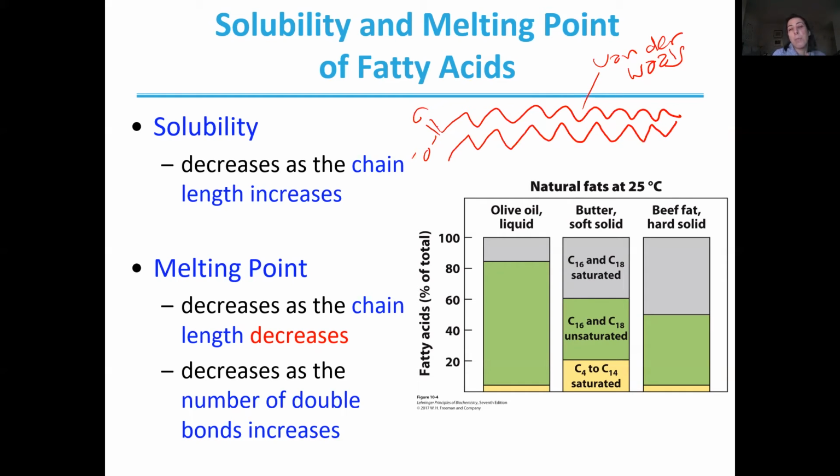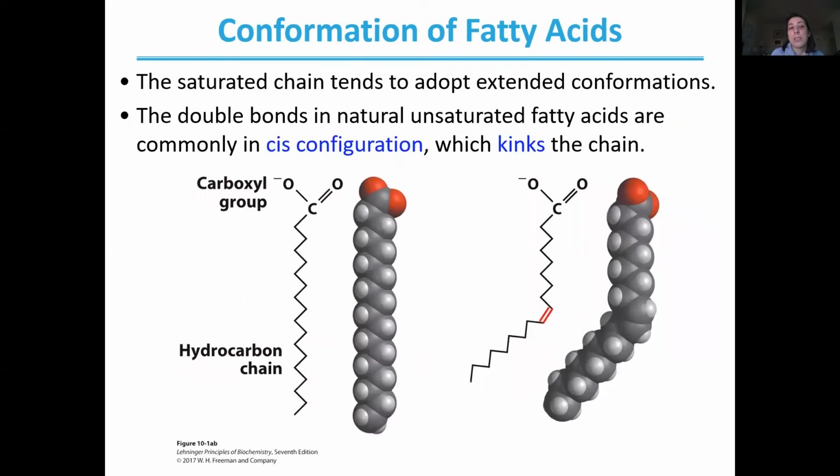Now, the number of double bonds also is going to alter that melting point. And remember, that's because of this conformation that we see. So the more double bonds there are, the more kinks there are in the molecule, the less better they stack. So again, saturated, solid; unsaturated, or double bonds, they tend to be more liquid. That means their melting point is lower, right? They've already melted at room temperature. They're a liquid. So again, to remind you what that looks like, the saturated have these nice linear extended conformations that stack really well. The more double bonds you put in, the more kinks you form.